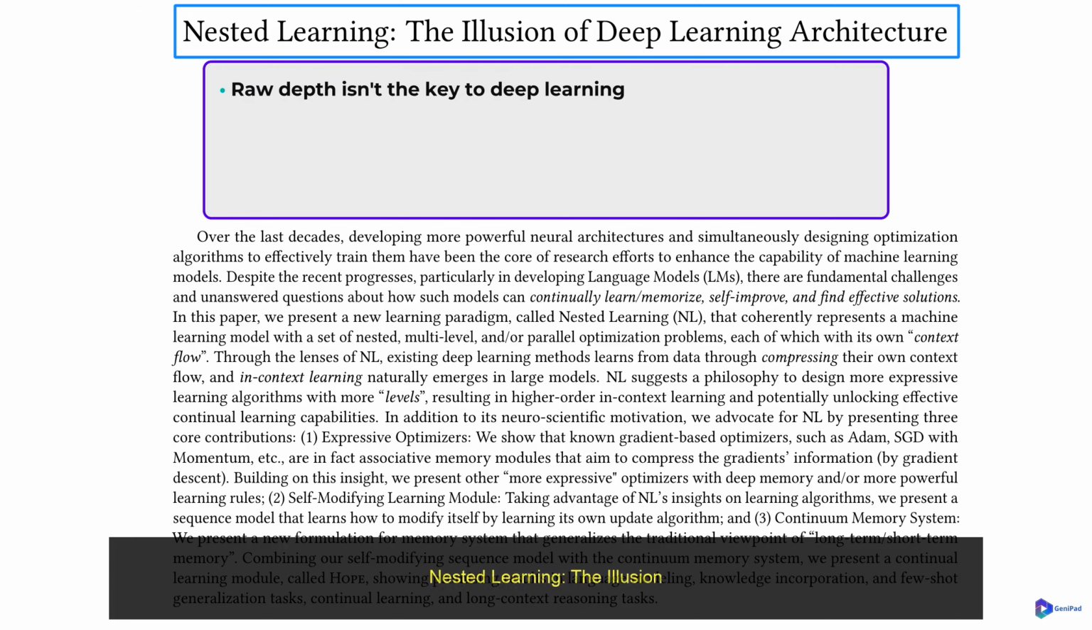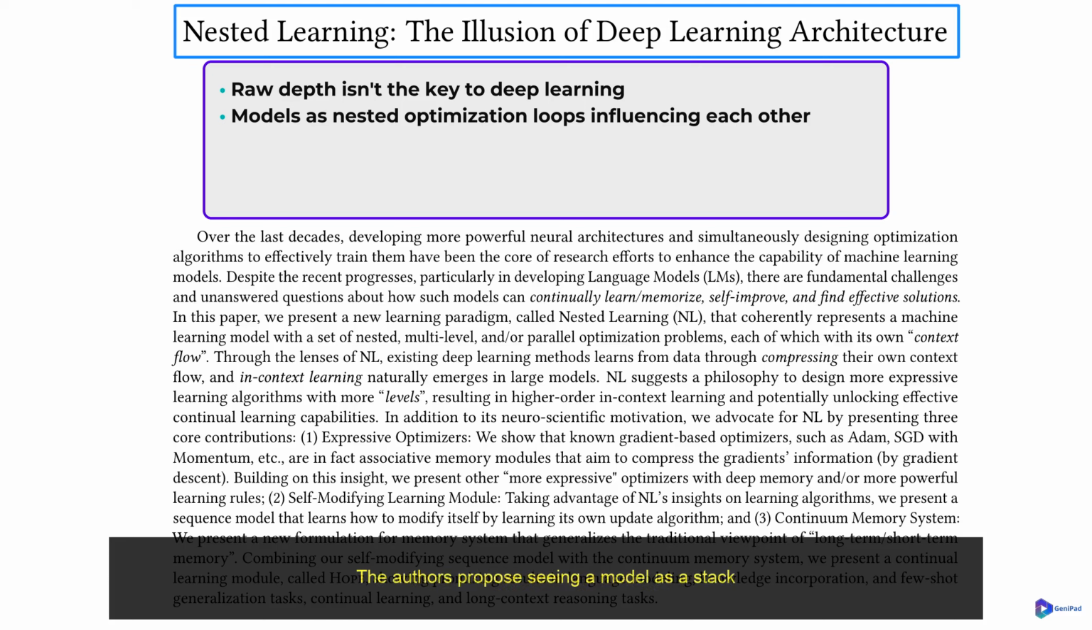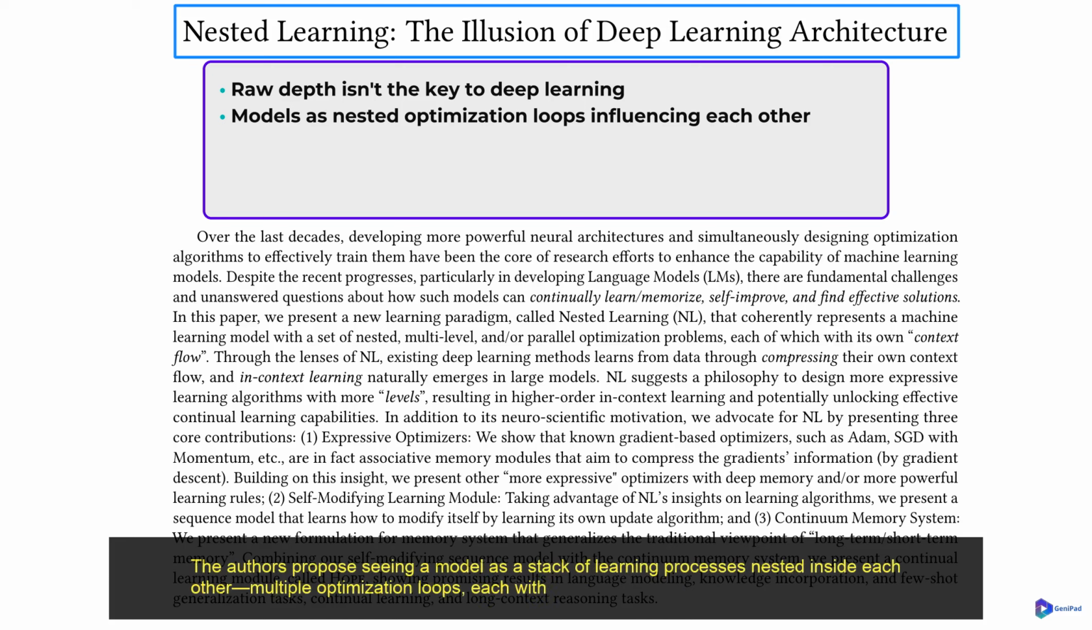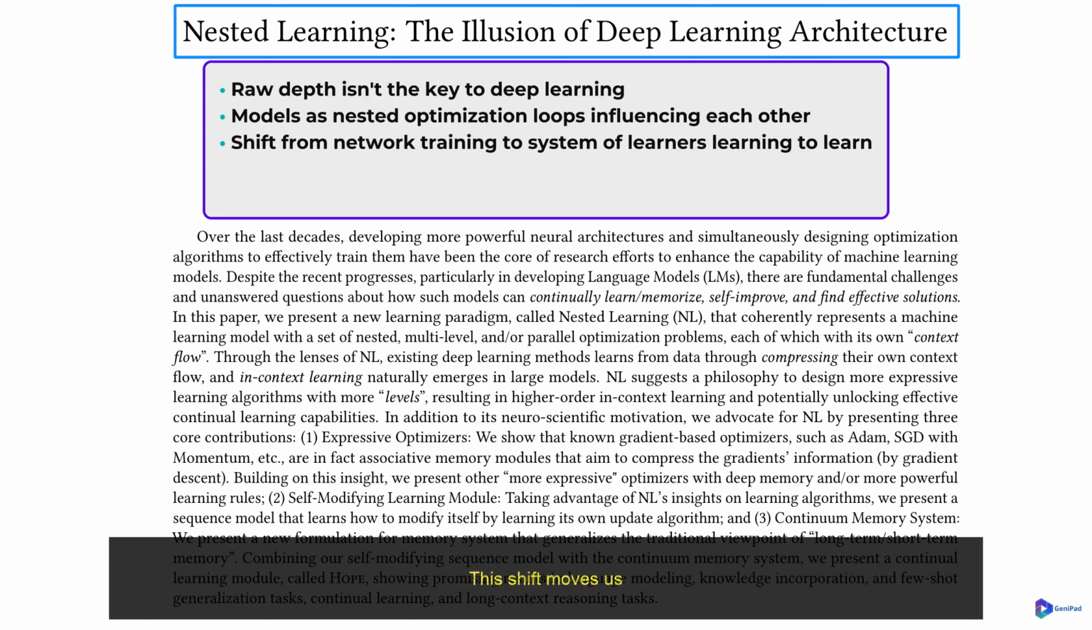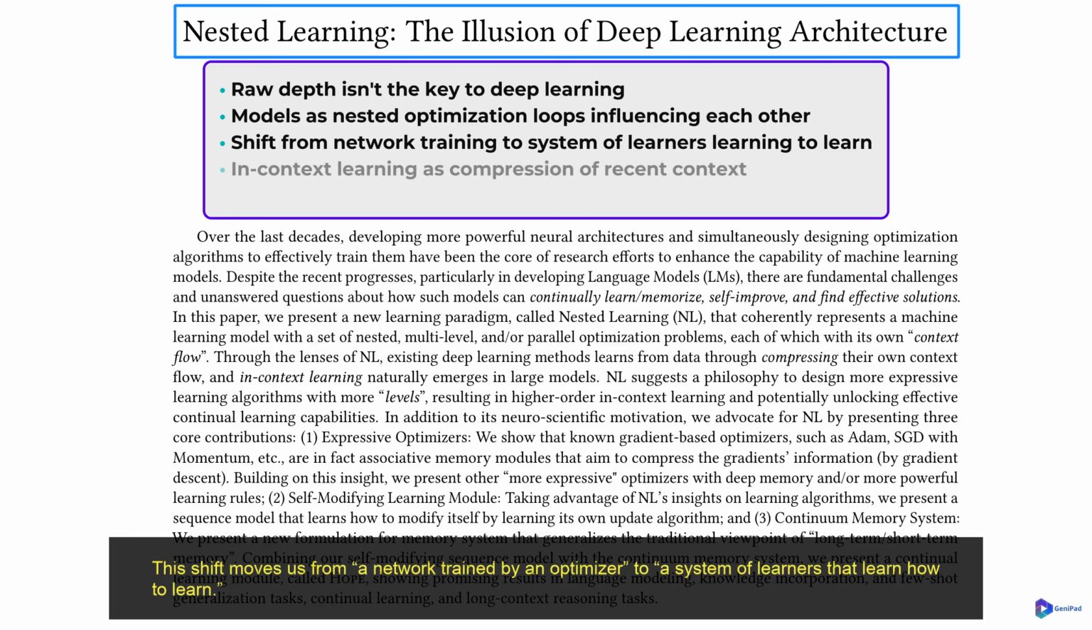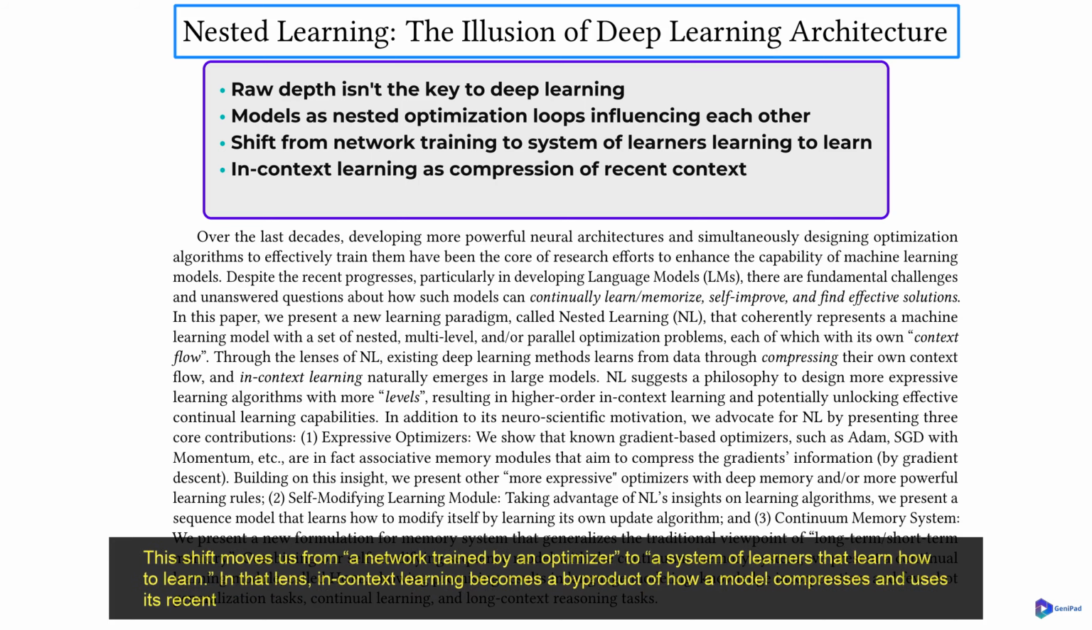Nested learning, the illusion of deep learning architecture, argues that raw depth isn't the secret sauce. The authors propose seeing a model as a stack of learning processes nested inside each other, multiple optimization loops, each with its own context, influencing one another. This shift moves us from a network trained by an optimizer to a system of learners that learn how to learn. In that lens, in-context learning becomes a byproduct of how a model compresses and uses its recent context.